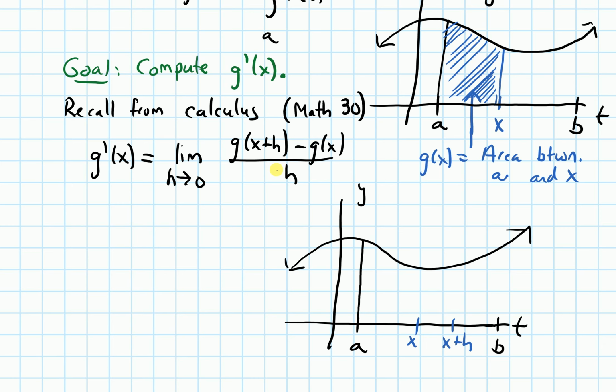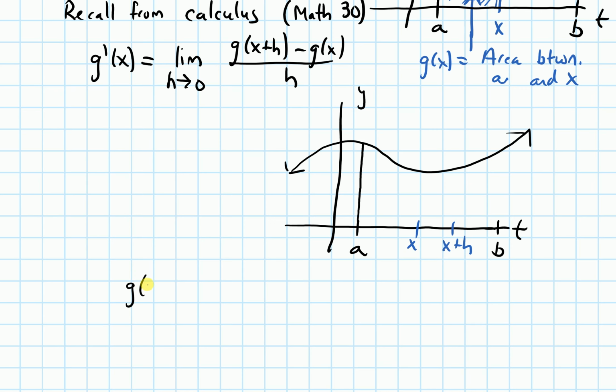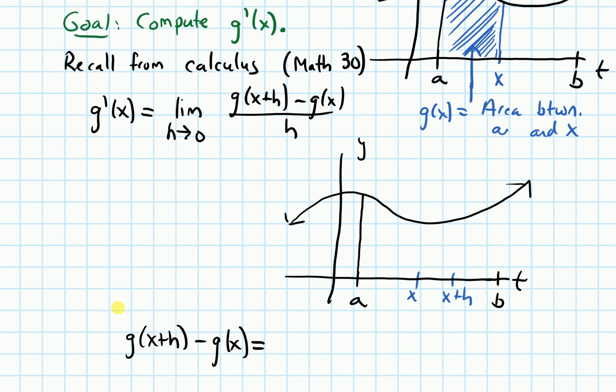and I'm going to need to compute this limit. So let's start with the numerator of this limit and break down what it means. So the numerator is g of x plus h minus g of x. Well, what is g of x plus h?